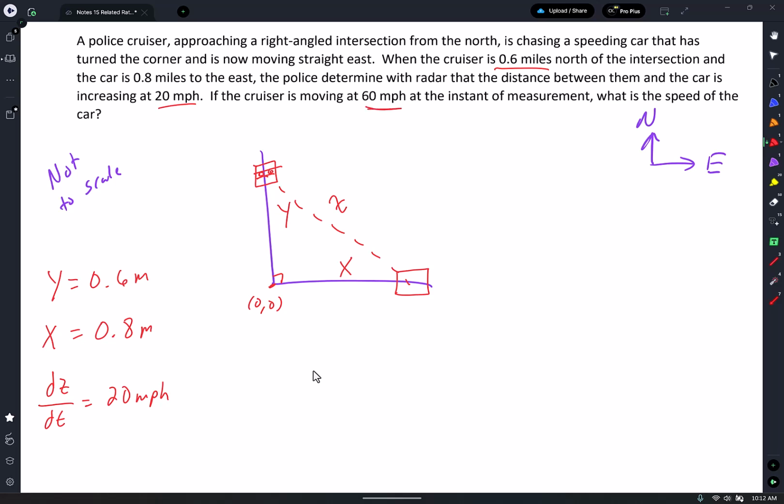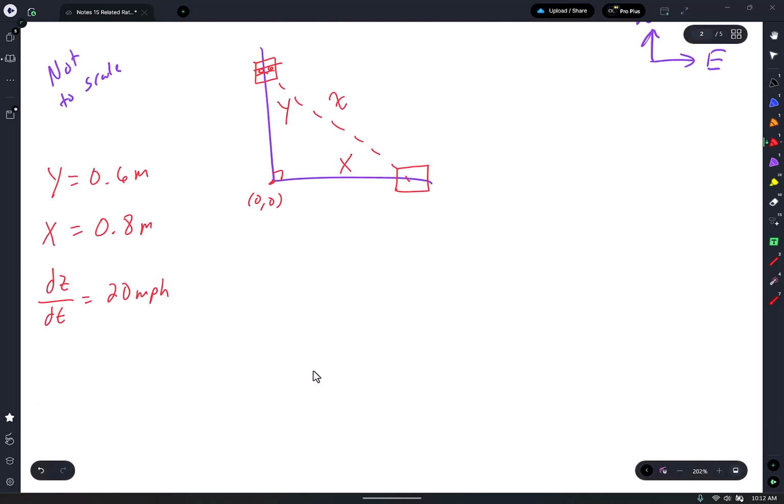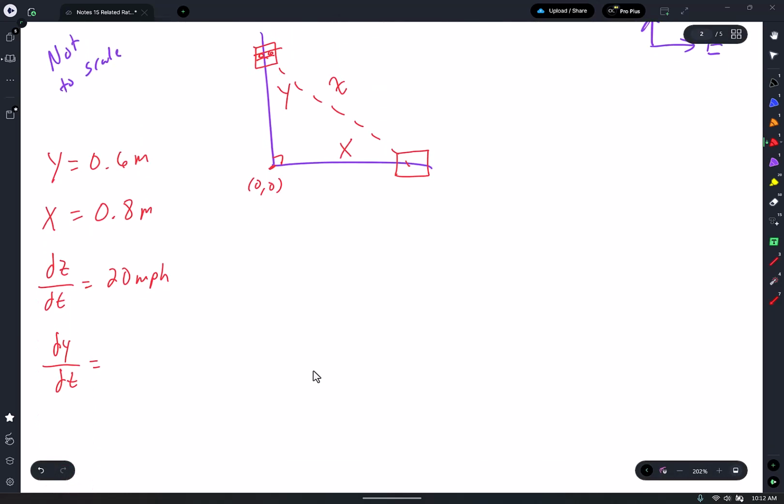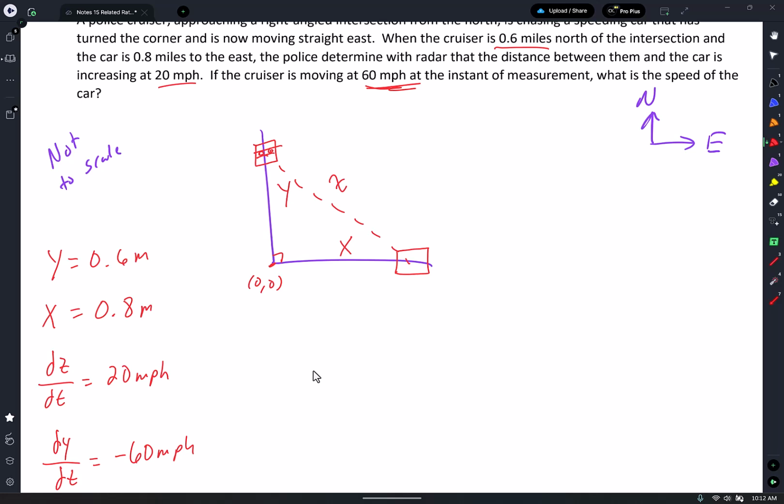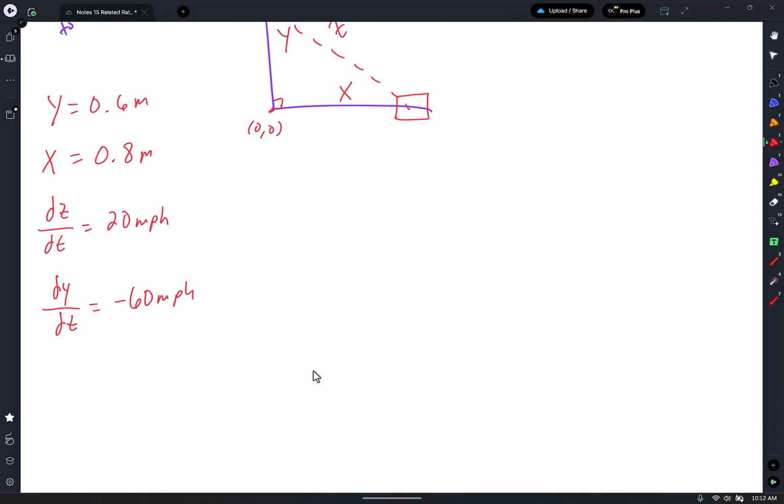If the cruiser is moving at 60 miles per hour, there it is. The cruiser is dy dt. That's the speed. Now he's moving down on the y-axis. So instead of calling it 60 miles per hour, I'm going to call it negative 60 miles per hour, because it's going down on the y-axis. Are we okay? And then if the cruiser is moving at 60 miles per hour at the instant of measurement, what is the speed of the car? Okay, so I am looking for dx dt, question mark.